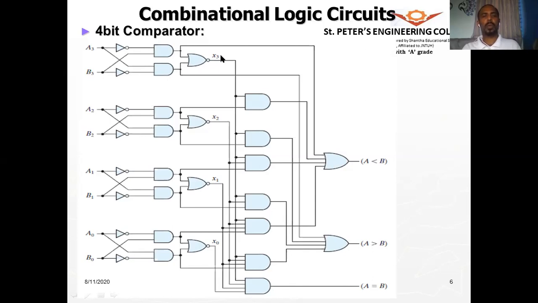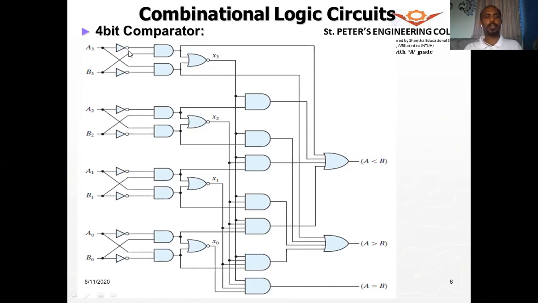Output is 1. So we say that x3 is equal to 1 means that the bits A3 and B3 are equal, are same. Suppose you consider A3 is 0 and B3 is also 0. Let us just check for one condition here, right? One bit at least. Okay, so when A3 is 0, what is the output of this NOT gate?